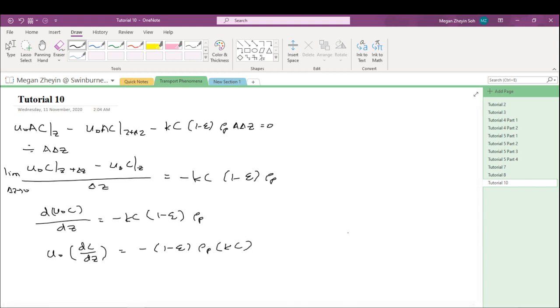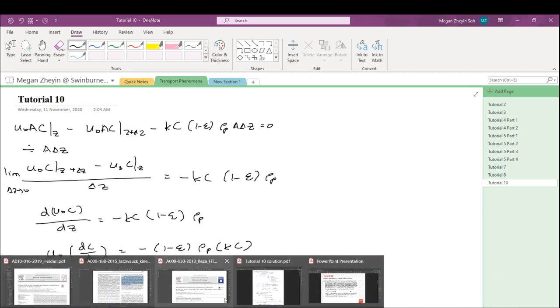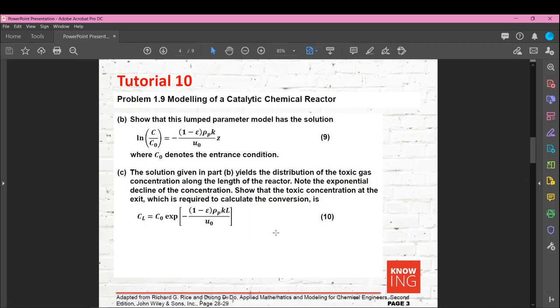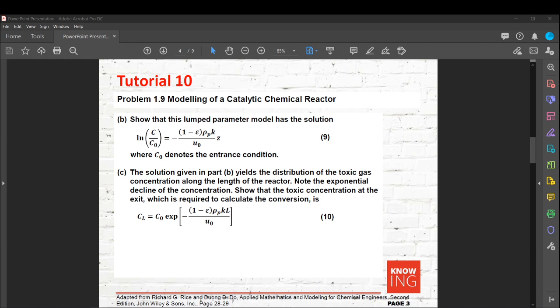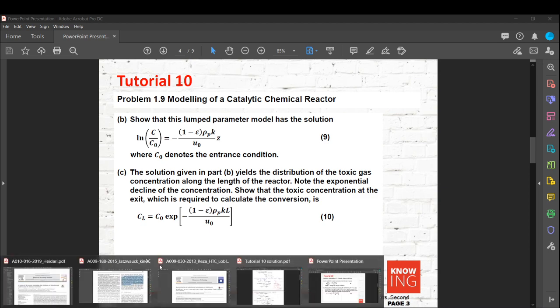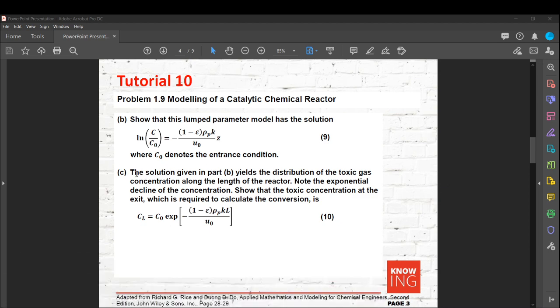Okay, so the next part is problem B. Let's look at problems B and C together. This is a pretty short one. Show that this lumped parameter model has the solution of this, where C0 denotes the entrance condition. And the solution given in part B yields the distribution of the toxic gas concentration along the length of the reactor.